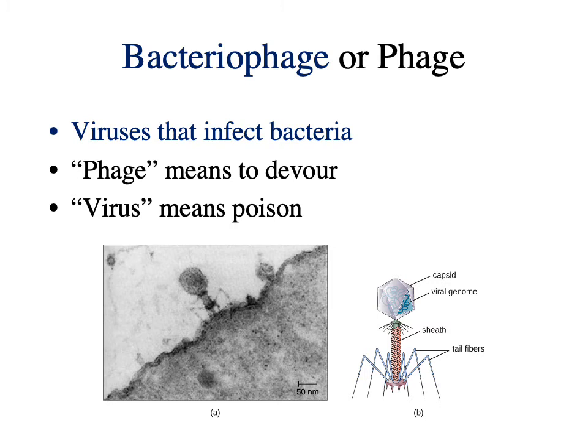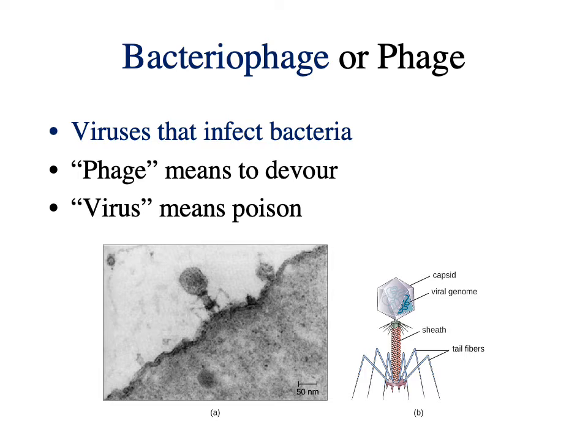Bacteriophages, or phage as you might see in your textbook, are viruses that infect bacteria. They are predators of bacteria. Phage means to devour. So you can imagine this bacteriophage coming up to its host cell, this bacteria, and devouring it. You can also see that virus means poison. So you can also imagine this bacteriophage landing on this bacteria host cell and injecting its poison into this host cell that may eventually lyse it and destroy it.